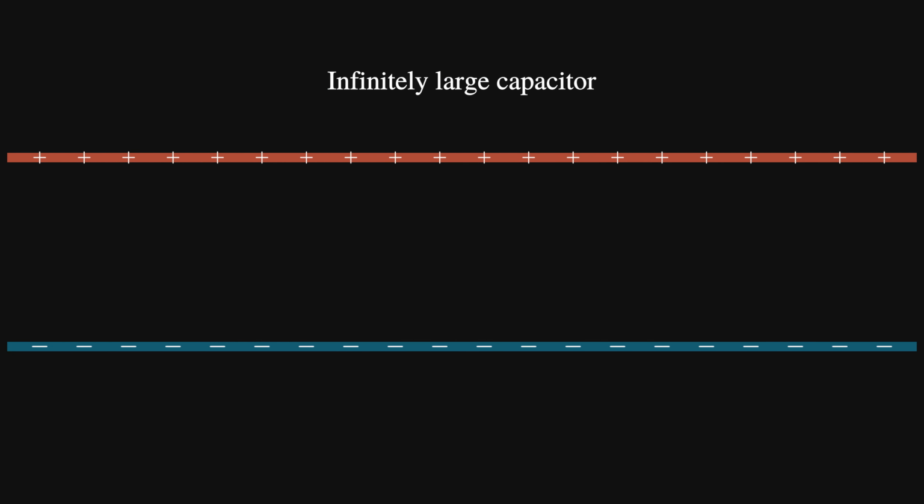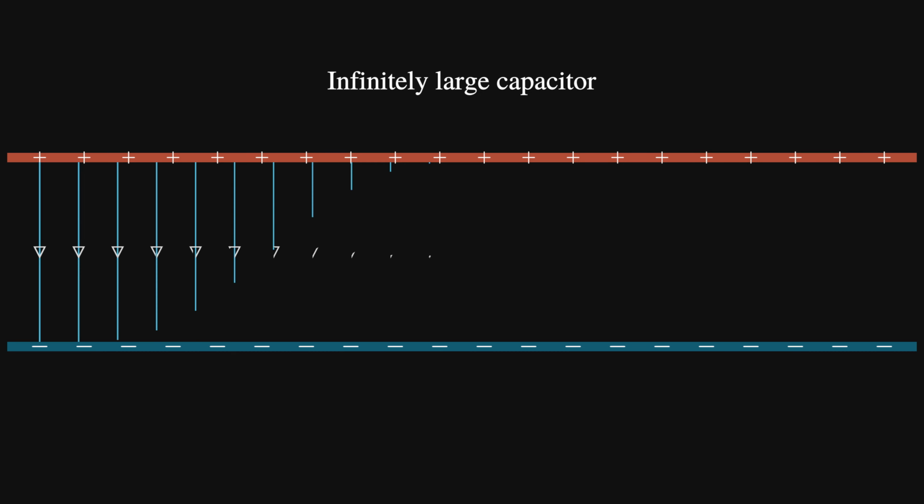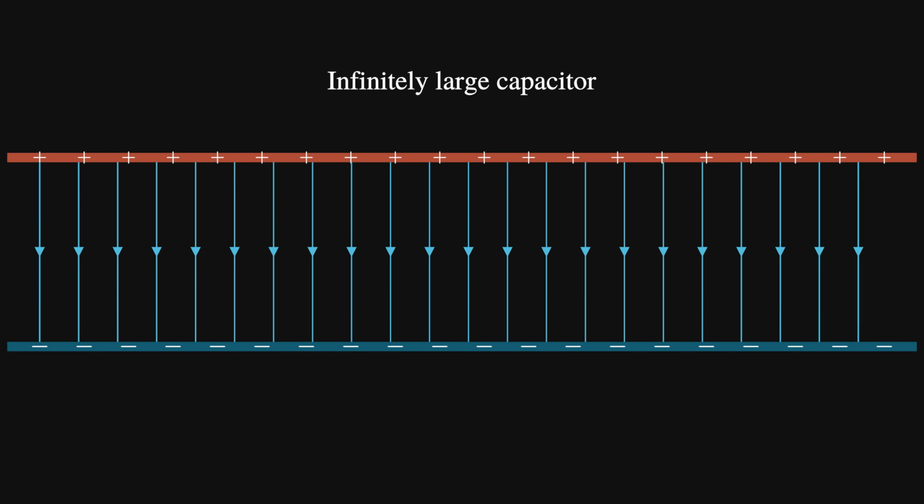Let's now pretend that our parallel plate capacitor is infinitely large. When we do this, we find that the electric field becomes fixed everywhere within the plates. We find that the direction is fixed, directly pointing from the positive to the negative plate, and that the density of the field lines is constant. So, the strength and direction of the field is fixed everywhere. This is also known as a uniform electric field.